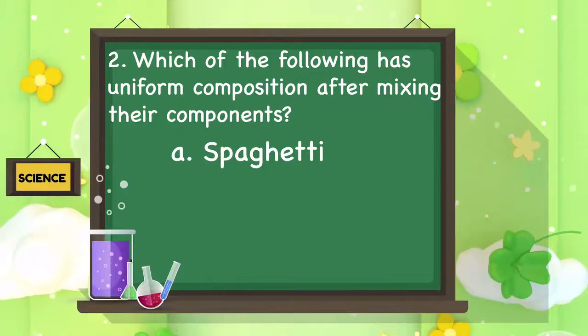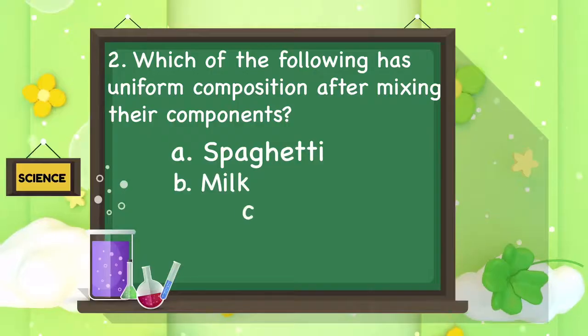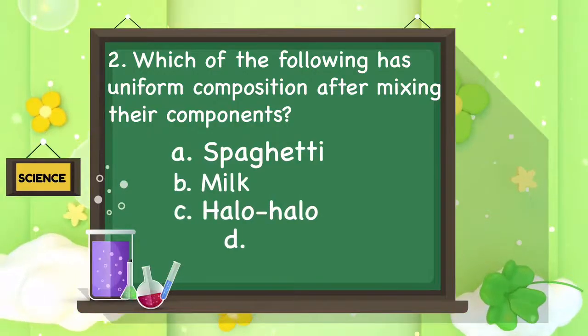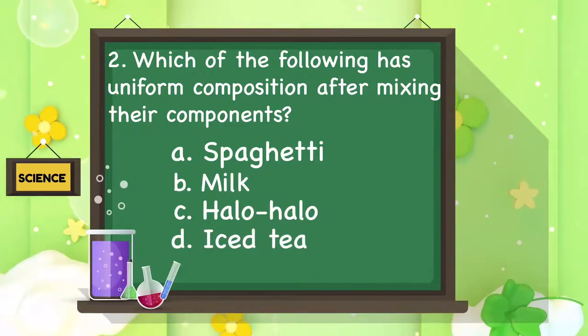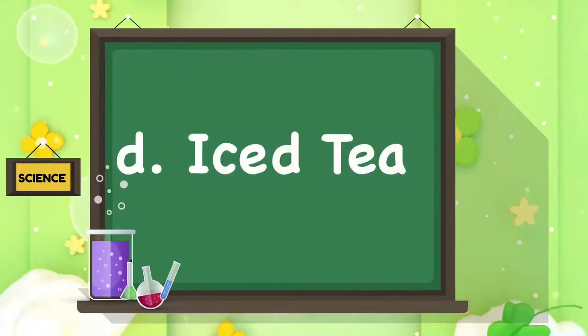Number 2. Which of the following has uniform composition after mixing their components? Is it A. Spaghetti, B. Milk, C. Halo-halo, or D. Iced tea? The answer is letter D. Iced tea.